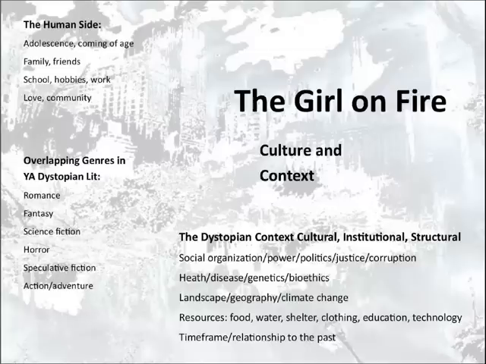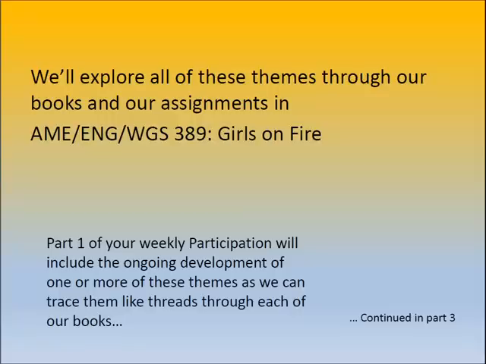Another handout available for you is to think about the culture and the context of the girl on fire. So those dystopian contexts that are cultural, institutional, and structural. The more human side, those themes of adolescence and coming of age, and the different overlapping genres with YA dystopian lit. So many of these books are YA dystopia, as well as romance, fantasy, science fiction, horror, speculative fiction, or action and adventure. So we'll be exploring all of these themes through our books and assignments, and they're themes that are really important to this genre of YA dystopia. In the third and final part of this video series, we'll be looking more closely at the actual books that we'll be reading in class and the assignments that you'll be doing as we consider this really rich, exciting, and interesting field of YA dystopia and the girls on fire.